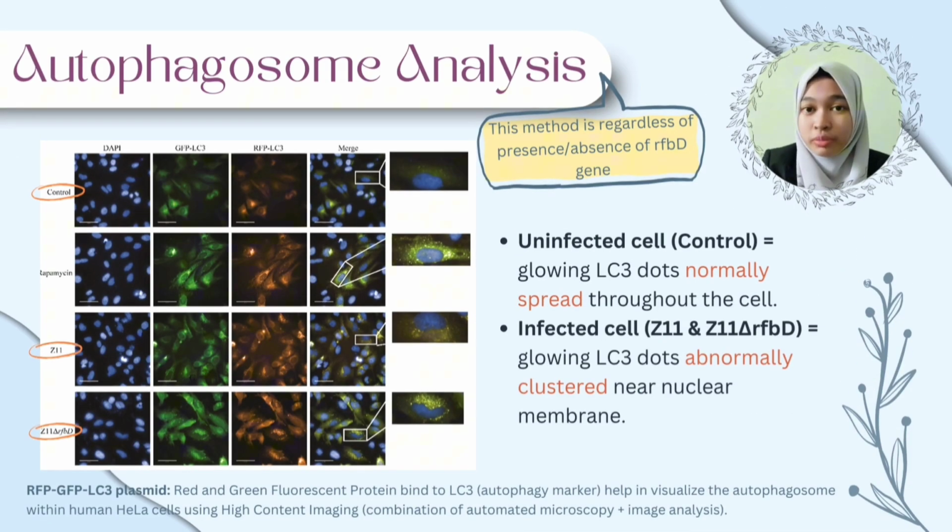Finally, the autophagosome analysis showed that Salmonella infection, regardless of the presence or absence of the RfbD gene, can induce autophagy. However, the abnormal positioning of autophagosomes near the nuclear membrane suggests that Salmonella may interfere with the proper function of the autophagic process. Now, I will pass the next presentation to Izzah.